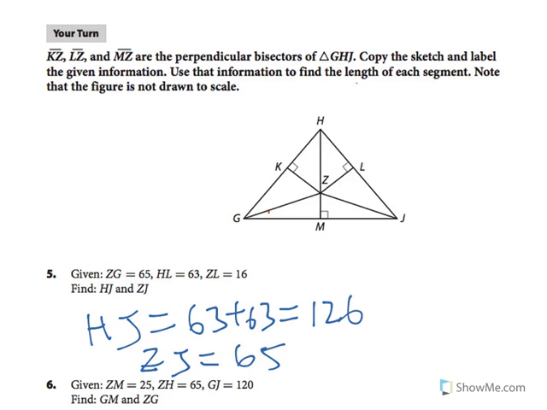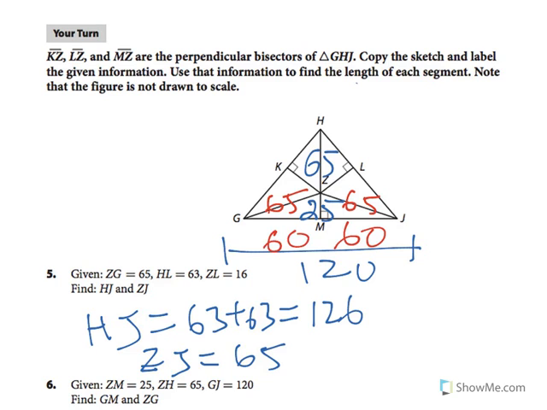Okay, so for number 6, we're given that ZM is 25, so we label ZM is 25, and HZ is 65, and GJ is 120, so this is 120, right? And then after that, we can label our drawing. So this is also 65, this is also 65, right? And then from G to J is 120, so each of these is 60 and 60.